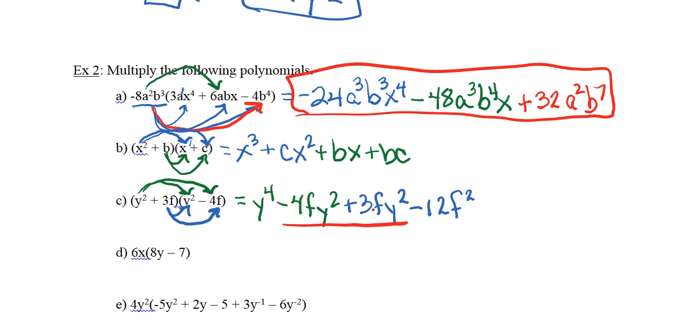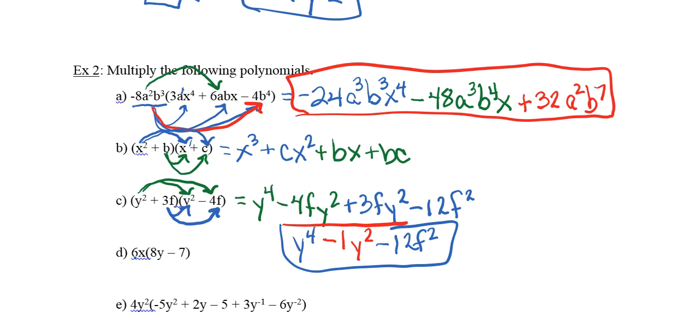So I have negative 4 plus 3, so that's a negative 1. Now you don't necessarily have to write the 1, I'm just putting it there to show what's going on. And nobody else is like my y to the 4th, so it's going to just tag along down below. And then nobody else is like my negative 12f squared. So there's my final answer.